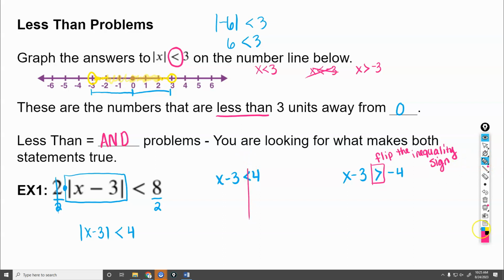So let's see. William, tell me how to solve this one. Right here, x minus 3 is less than 4. Perfect. So x is less than what?